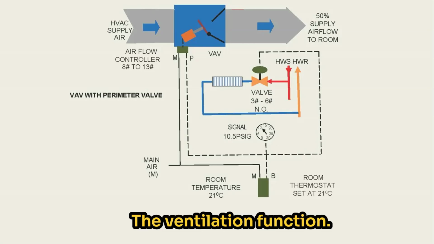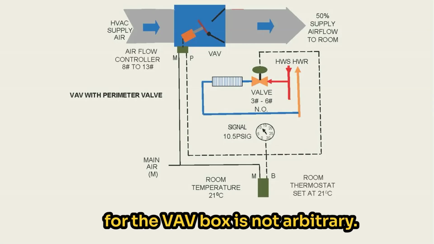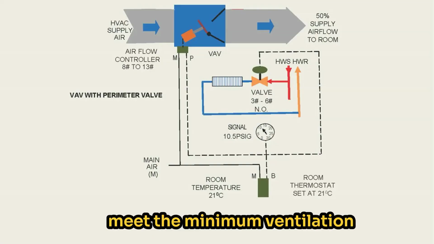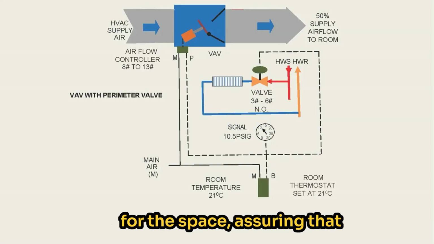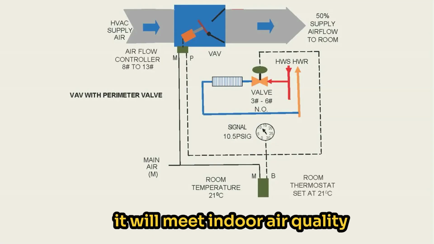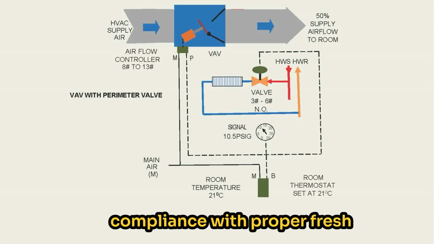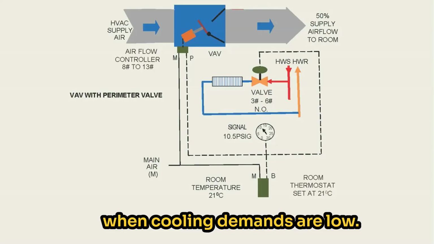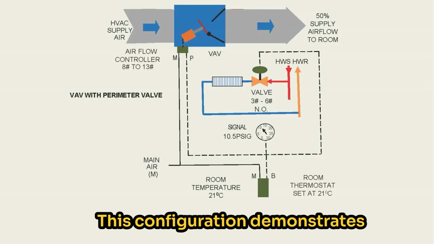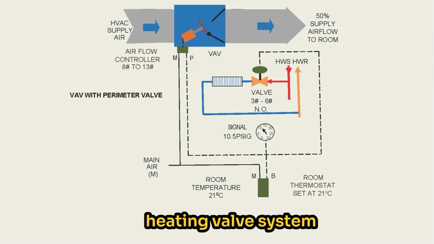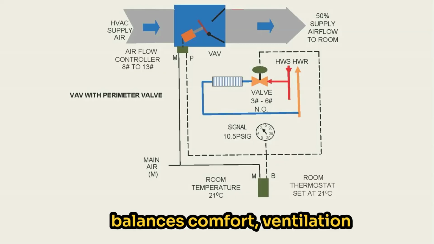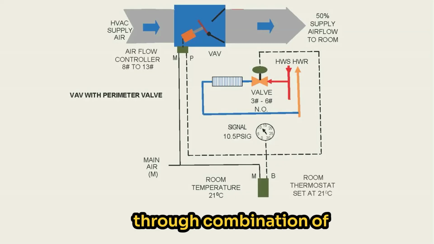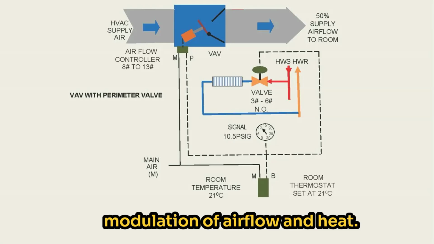The ventilation function: the minimum airflow setting for the VAV box is not arbitrary. It is specifically configured to meet the minimum ventilation and air change requirements for the space, assuring that it will meet indoor air quality compliance with proper fresh air delivery and code-required ventilation standards, even when cooling demands are low. This configuration demonstrates how a VAV box and a perimeter heating valve system balances comfort, ventilation requirements, and energy through a combination of modulation of airflow and heat.